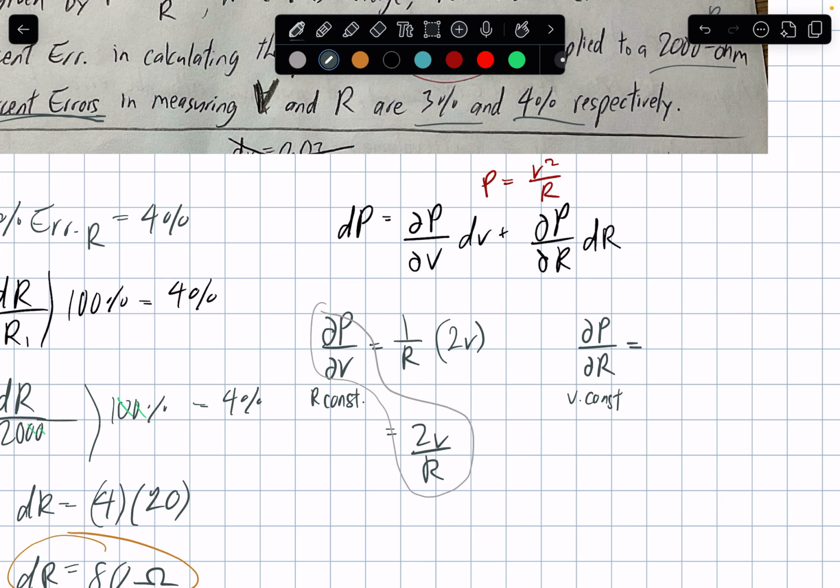For the other one, V is going to be the constant. We'll apply the quotient rule. R times 0 minus V squared times... Oh wait, this is supposed to be... Derivative of R is 1, over R squared. Negative V squared over R squared. Okay, that's it.